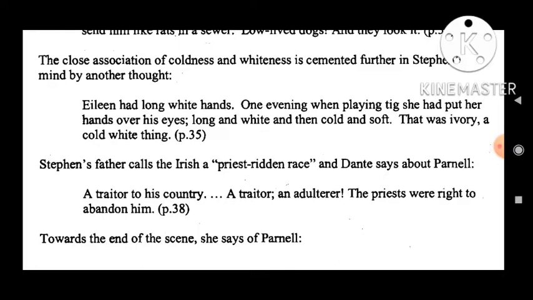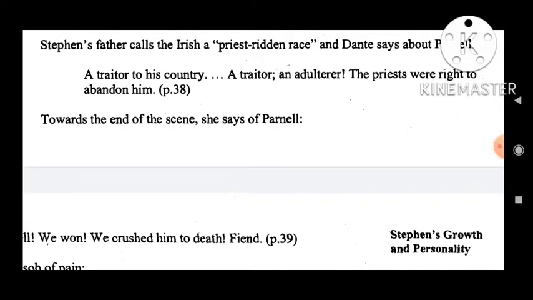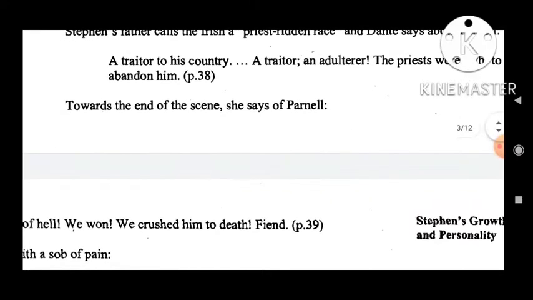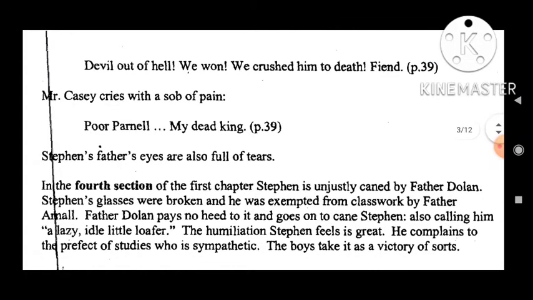Stephen's father calls the Irish a priest-ridden race, and Dante says about Parnell, "A traitor to his country, a traitor and adulterer. The priests were right to abandon him." Towards the end of the scene, she says of Parnell, "Devil out of hell! We won! We crushed him to death, fiend!"